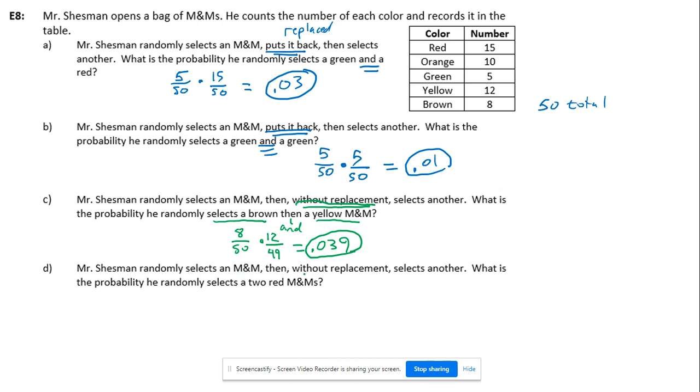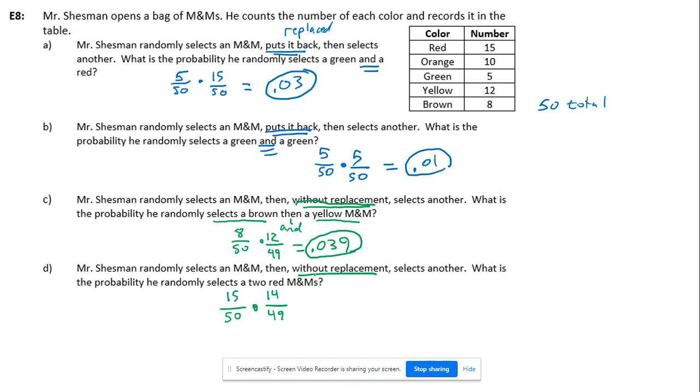Okay, letter D. I randomly select an M&M, then without replacement, I select another. What is the probability I select 2 red M&Ms? Well, the first time there were 15 out of 50 M&Ms that were red. But I picked out a red and I put it off to the side. So how many red M&Ms are still in the bag? Right. Only 14 red M&Ms were still in the bag. And how many M&Ms total were in the bag? 49.